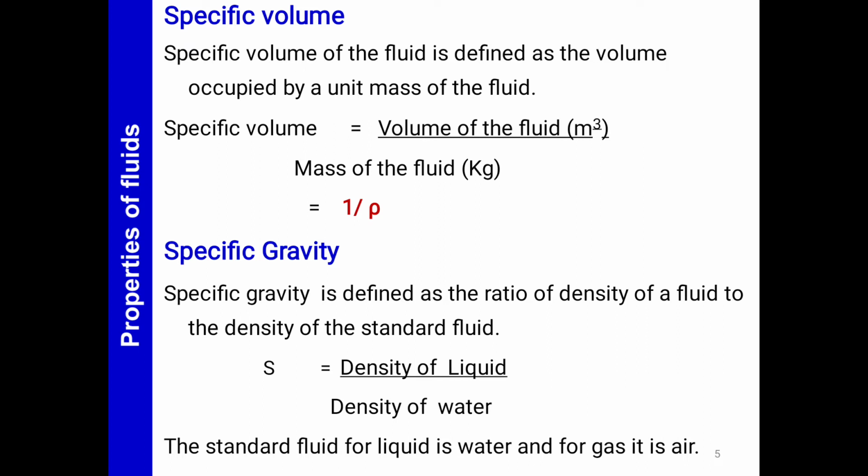Specific gravity. Specific gravity is defined as the ratio of density of the fluid to the density of standard fluid. Specific gravity is denoted by capital S, that is equal to density of liquid divided by density of water. The standard liquid is water and for gas it is air.